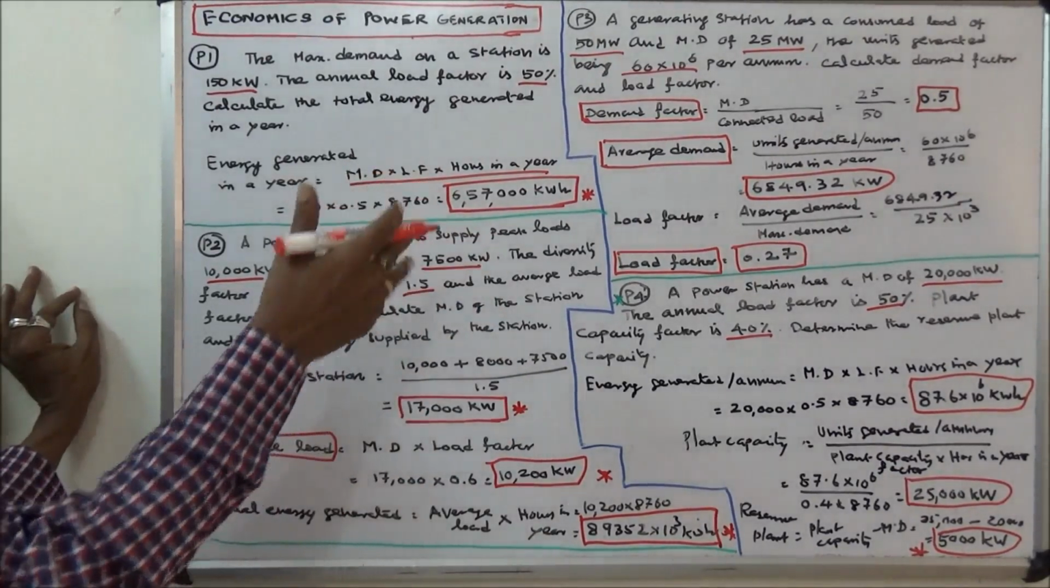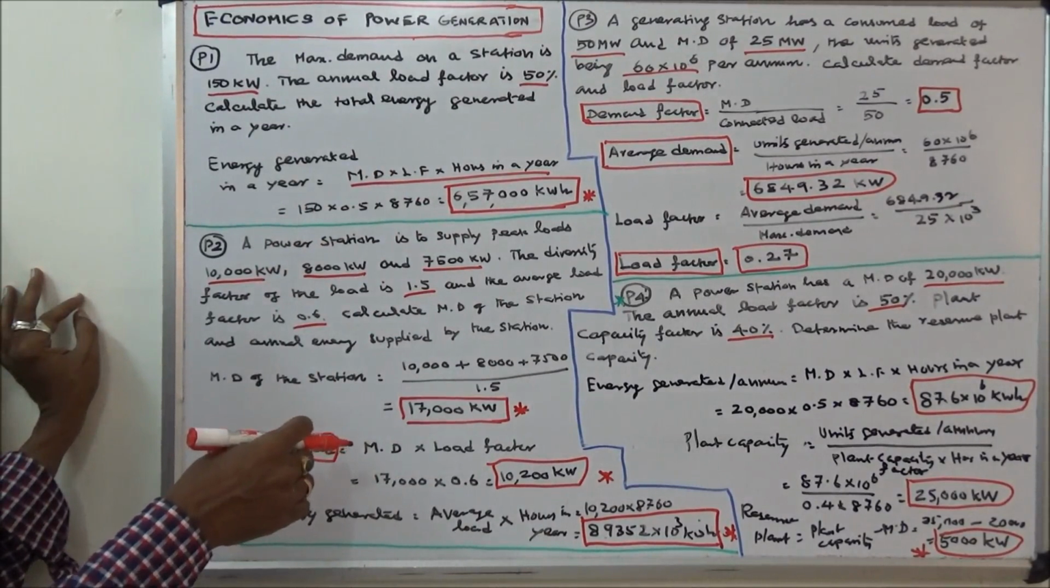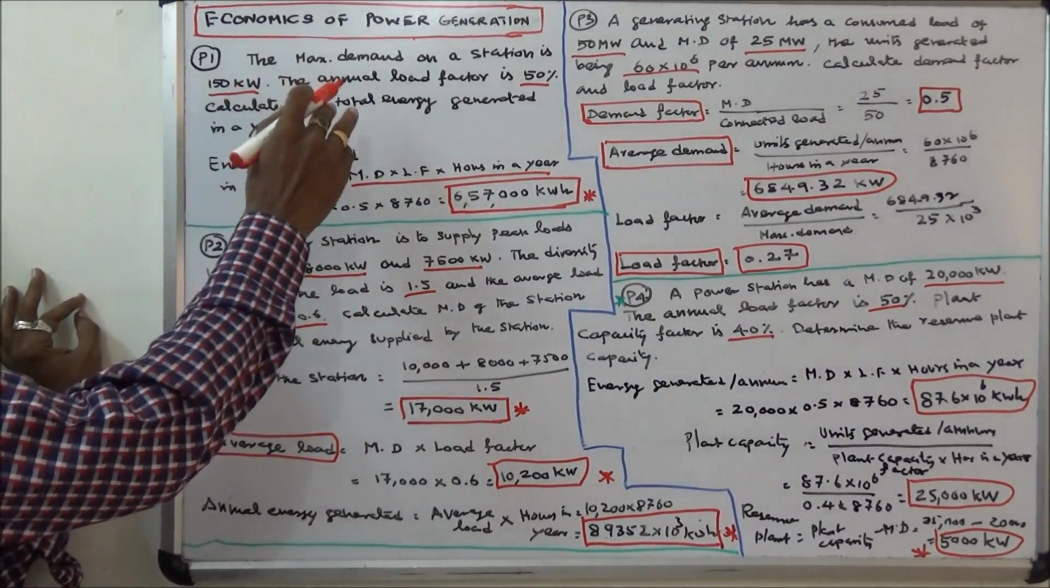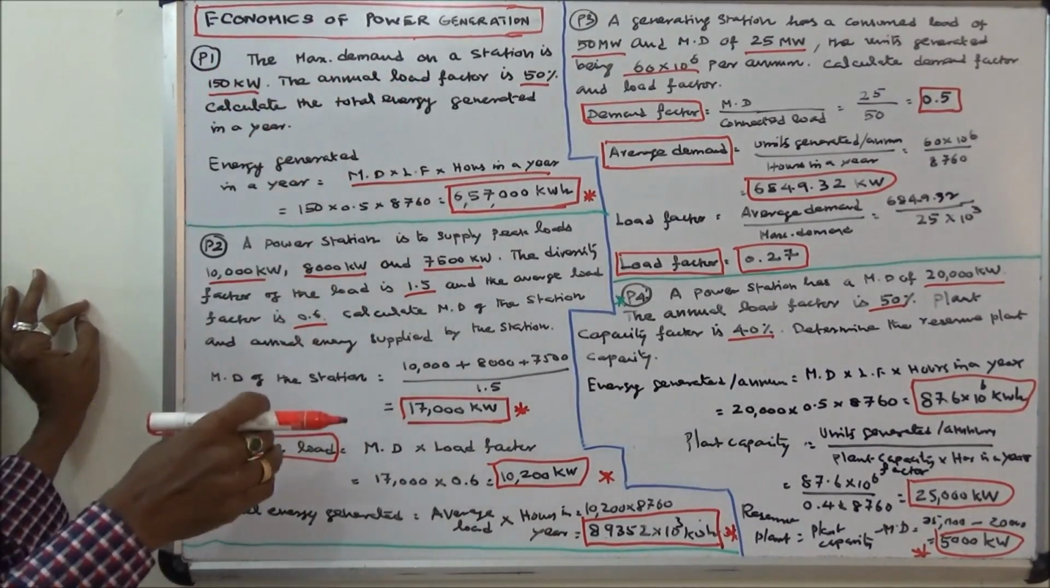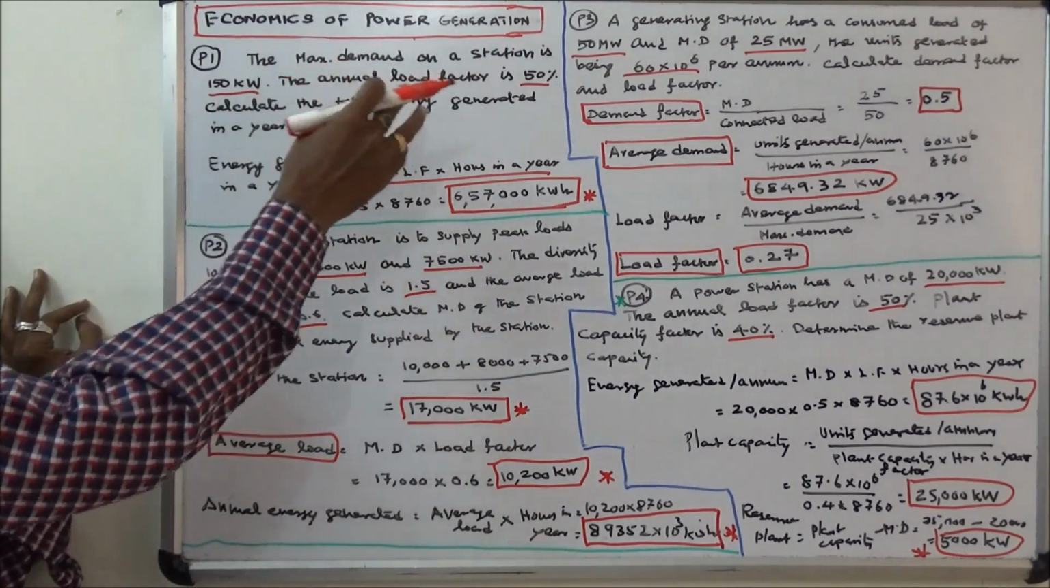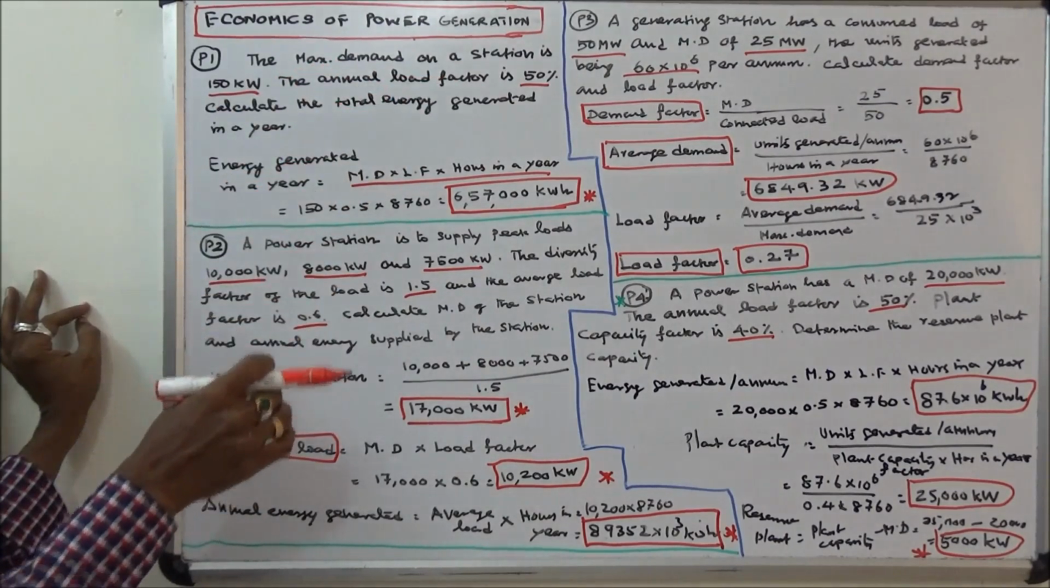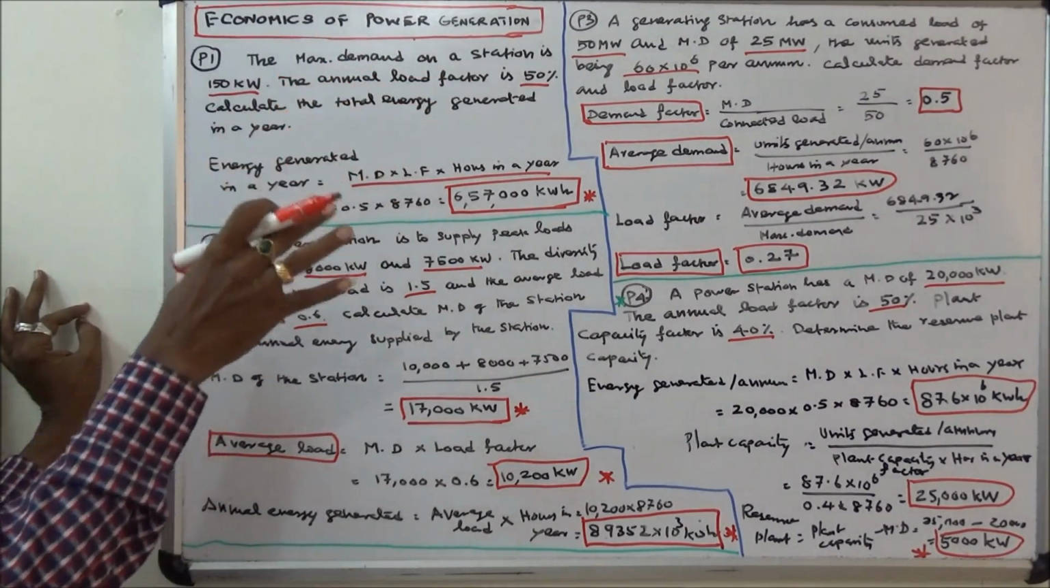This class we have taught 8 problems. First problem: the maximum demand on the station is 150 kilowatts. The annual load factor is 50%. Calculate the total energy generated in a year.